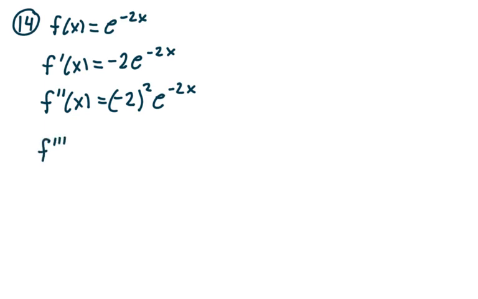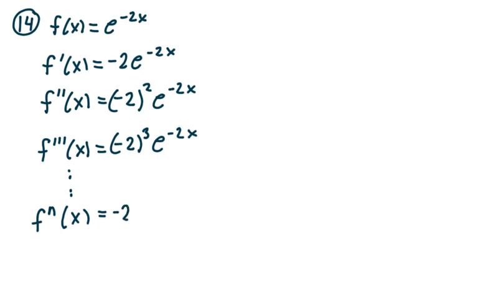And then when I take the third derivative of f evaluated at x, I'm going to get negative 2 to the third e to the negative 2x. So in other words, you want to leave things in factored form. And then when I want the nth derivative of f evaluated at x, this is going to be negative 2 raised to the n e to the negative 2x. And it's pretty consistent, this pattern, because the first derivative can be written as negative 2 to the first. The second derivative is negative 2 to the second. Third derivative, negative 2 to the third. Nth derivative, negative 2 to the n.